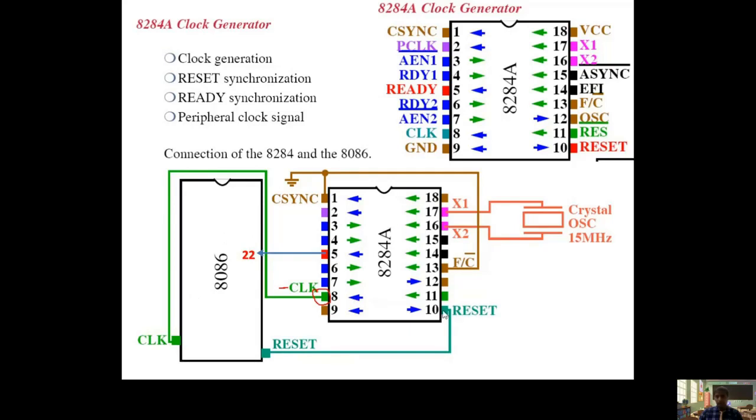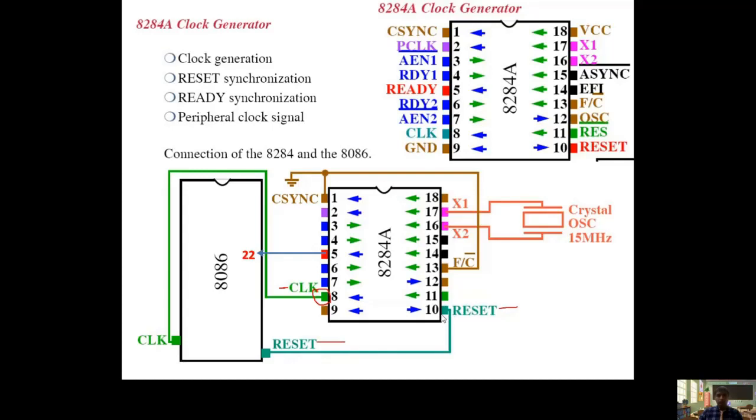Then the other is reset, pin number 10. Reset pin 10 of 8284, the clock generator, is connected to reset of the processor. I already mentioned this reset pin must be active for at least 4 clock cycles for every new operation. During that time, except the code segment register, all other registers are cleared, and the flag register is cleared. The code segment register is loaded with the value FFFFH, and the next instruction is fetched from the address FFFF0H. Like that, the reset signal does this automatically.